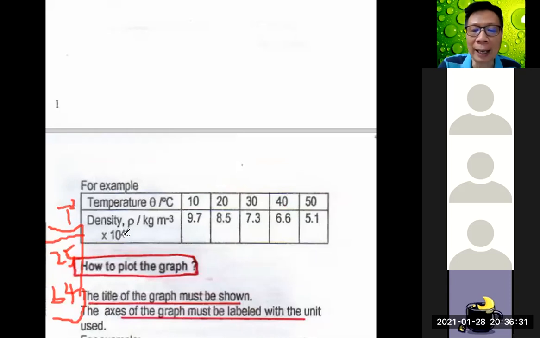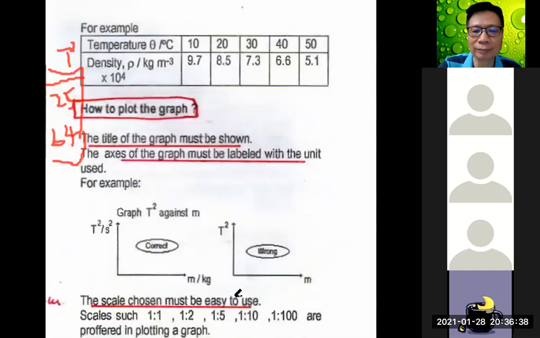Okay, I think that's okay. Now, a very important part: how to plot the graph.